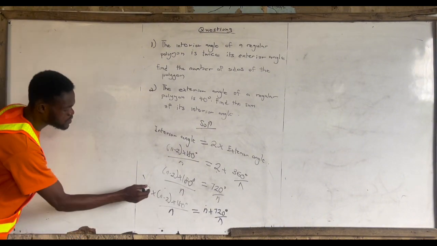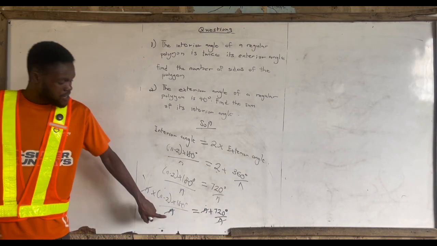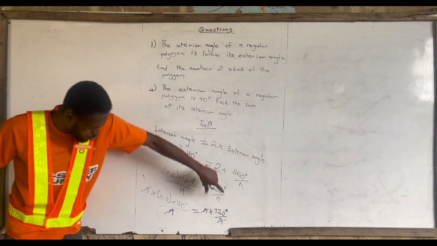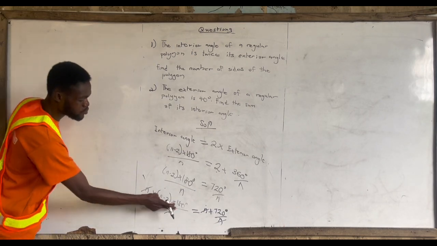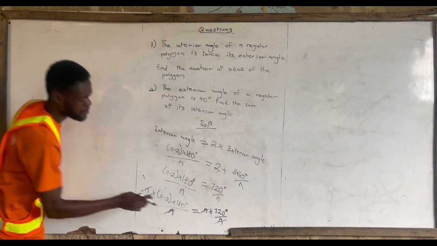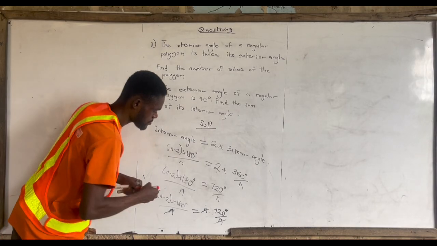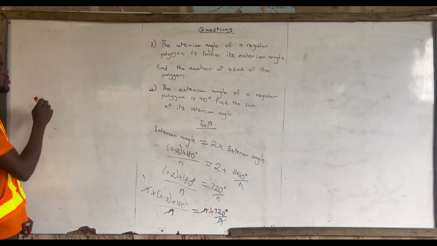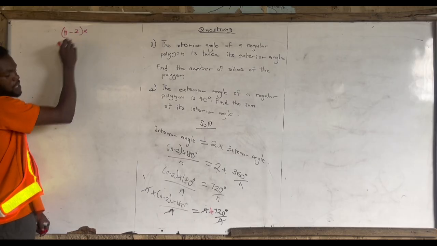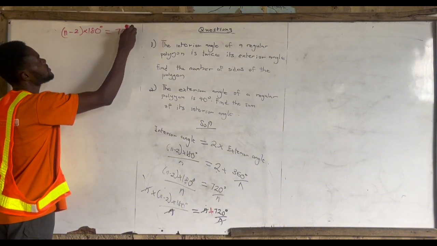Okay, so this will cancel that, and this will also cancel that. If you like, you can move to this method. Since the denominators are the same, the top one is equal to the top one. So if I cancel this, I have this equal to the top one. It's the same thing here, and it's the same thing here. So you are going to have (n minus 2) times 180 degrees is equal to 720 degrees.